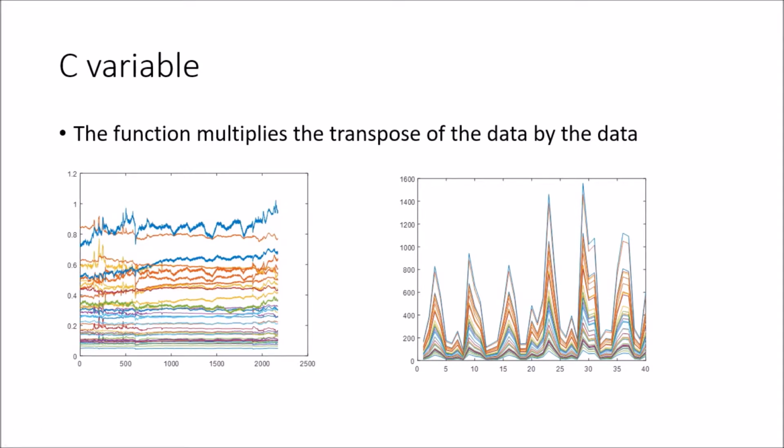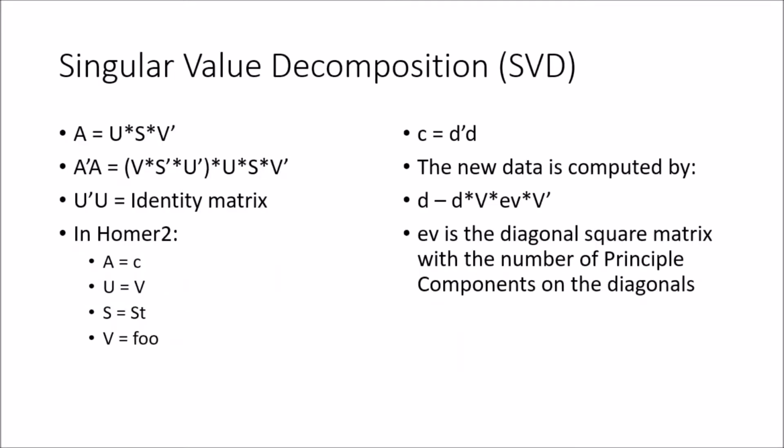One of the first steps is it's actually going to take the data, transpose it, and multiply it by itself. So on the left, you actually see the original data in voltage. On the right, you actually see the new C matrix, or the C variable, which is actually a square matrix of the transpose of the data multiplied by itself. What this enables is actually singular value decomposition.